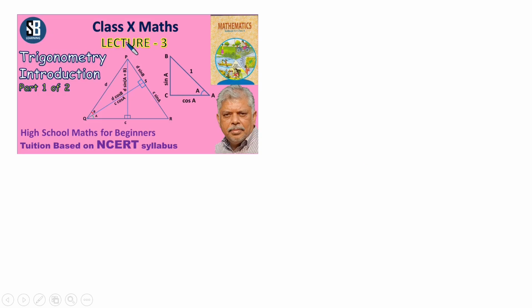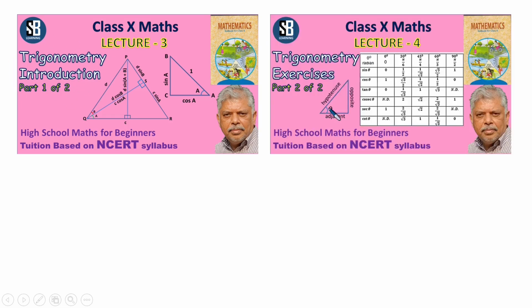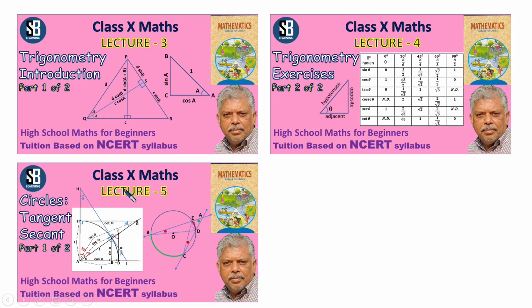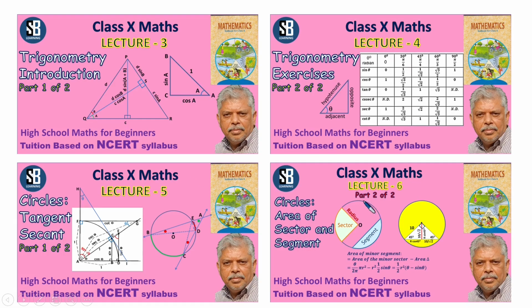Here I would request students to go through my class 10 maths lecture, lecture number 3, where I have given some introduction to trigonometry, and similarly lecture 4 where I have discussed some exercises. I would also request you to go through lecture 5 where I have discussed circles, tangent and secant. These are important because if you go through them, this lecture will become very simple, as most of the trigonometry has been discussed in those chapters. There is one more chapter which is a continuation, part 2 of 2, that is circles, areas of sectors and segments.